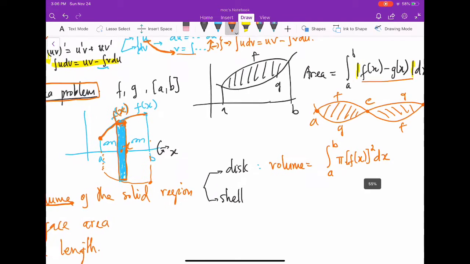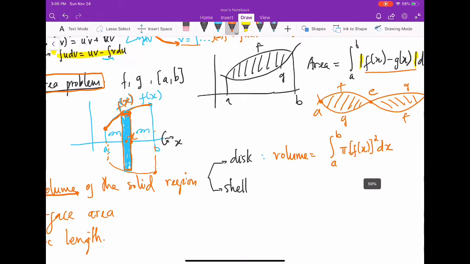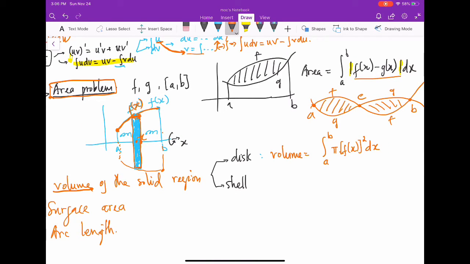Note that when you rotate some curve about the x-axis, you get some solid region, and the volume of that solid region looks like this. That is the main thing: you rotate about the x-axis, you use the disk method, okay?